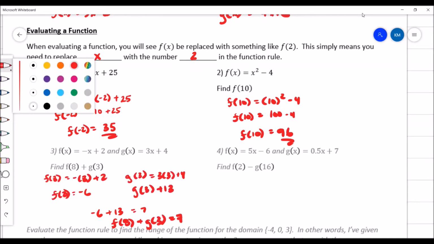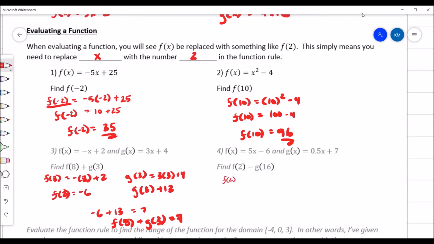Number 4, f of 2. So I'm going to plug 2 in here. 10 minus 6 is 4. Okay. g of 16, do it to g of 16, plugging in 16 here, 0.5 times 16 plus 7. So 1/2 times 16 is 8, plus 7 is 15. Ooh, I don't need to write that 1,000 times. 15.